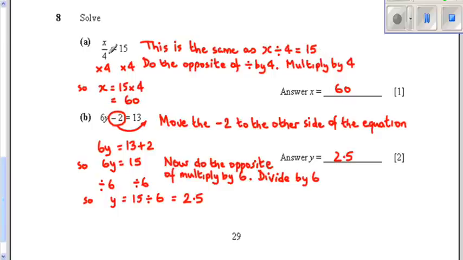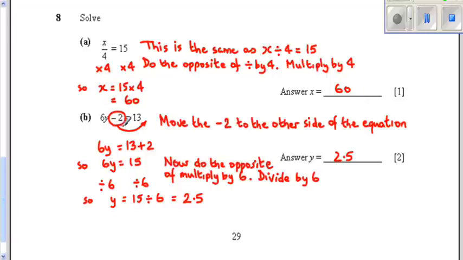So because we're dividing by 4, we want to do the opposite of that to work out what x is. So we're going to do the opposite of divide by 4, which is multiply by 4. So when we multiply both sides by 4, we're left with x on the left hand side and 15 multiplied by 4 on the right hand side, so we get our answer x is equal to 60. So you can check if that's right. 60 divided by 4 is equal to 15, so that's the correct answer.